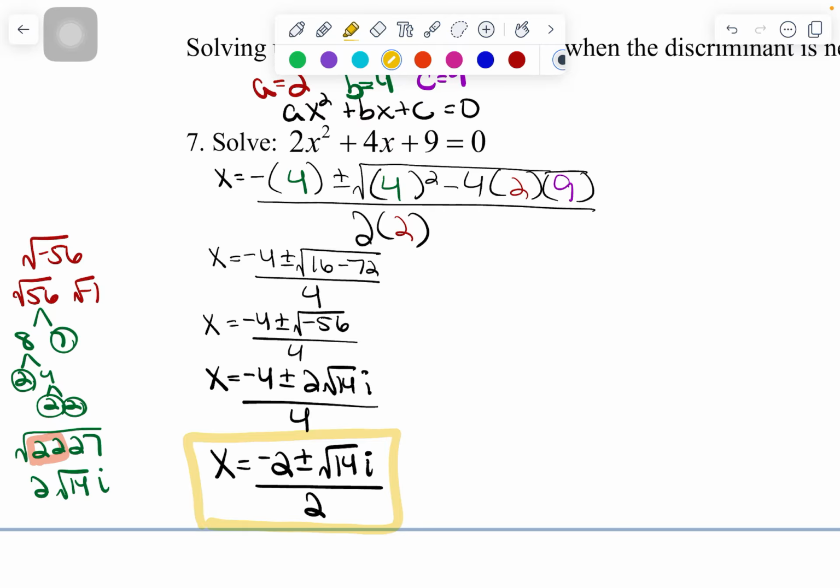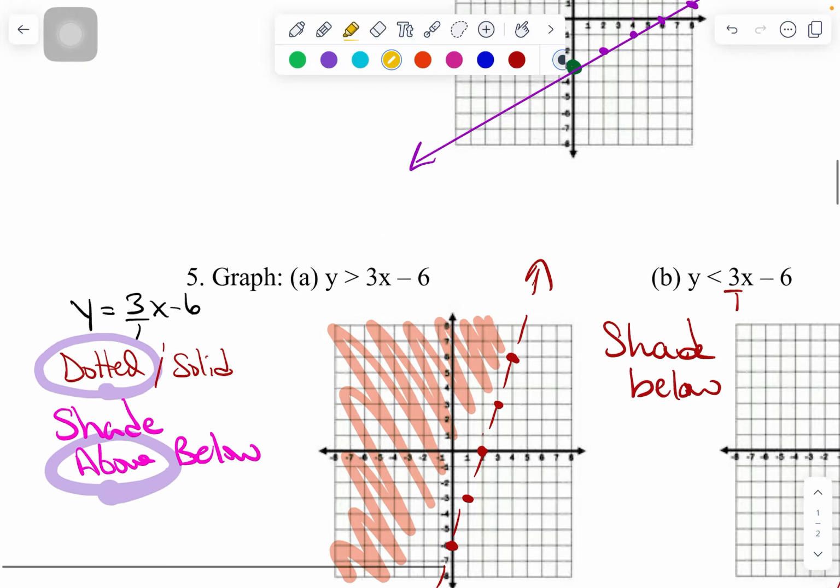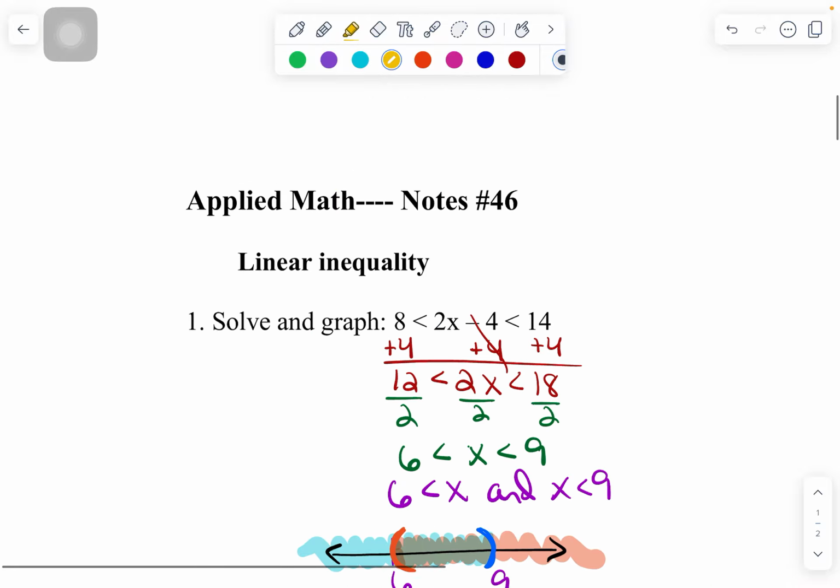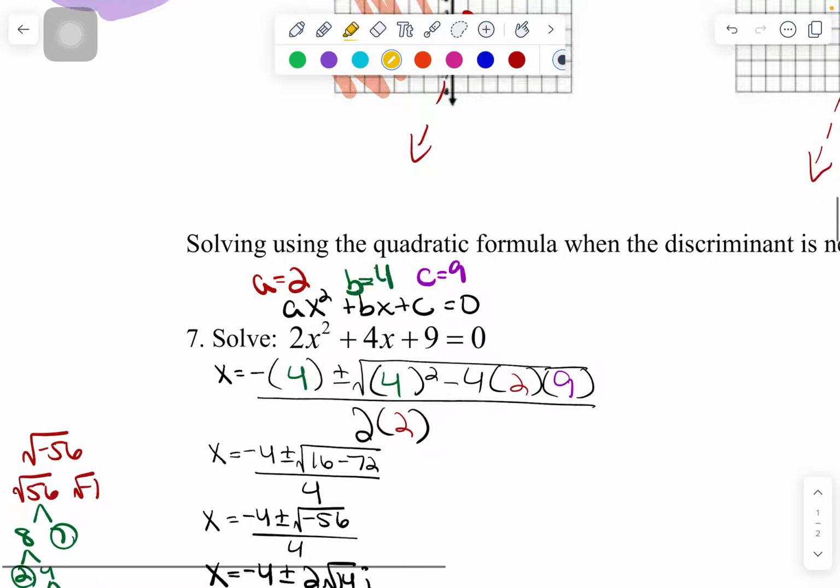All right, so that's the last problem here for, I completely forgot what notes I'm on. What notes am I on? Notes 46. There we go.